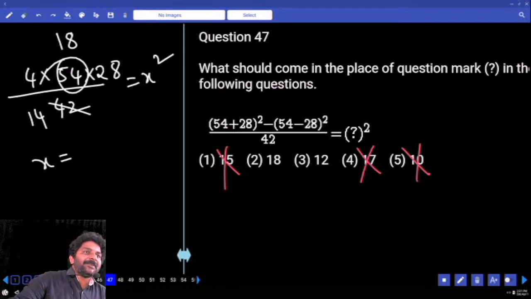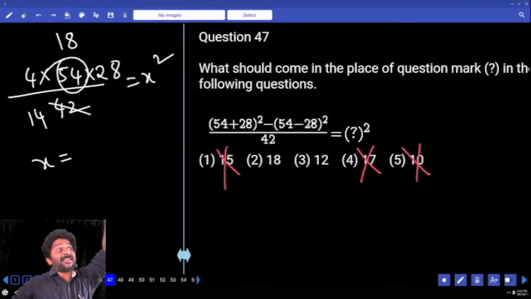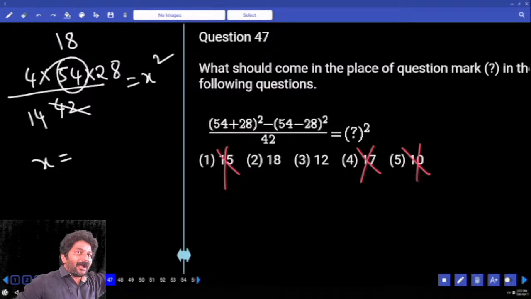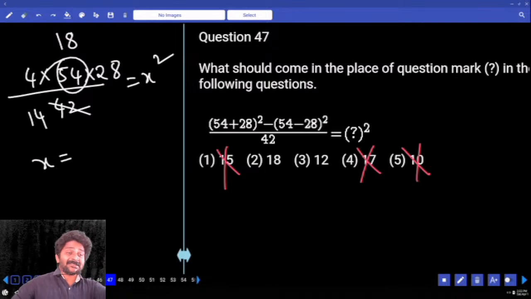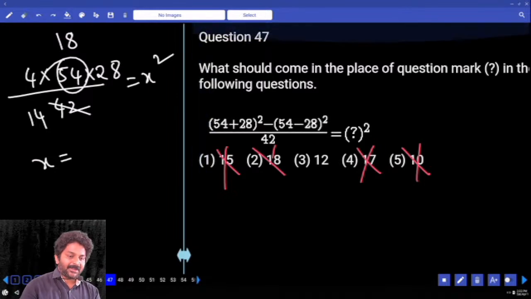Second option, what is that? 18. Is it a 3 multiple? Is it a 9 multiple? But do you have a 9 square multiple in our number? If your x square is a 9 square multiple, then x will be a 9 multiple. Here, this is our x square value. Only if it has a 9 square multiple will x be a 9 multiple. Do you have a 9 square multiple? But you have only a 9 multiple. That means the answer must be a 3 multiple only. It cannot be a 9 multiple. Eliminate.